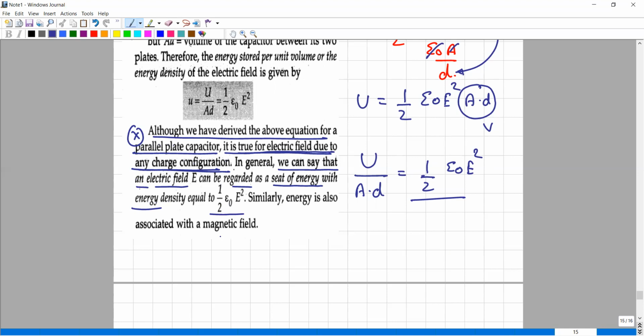When we move to magnetism, we will find that similar kind of energy is also stored as a magnetic field.